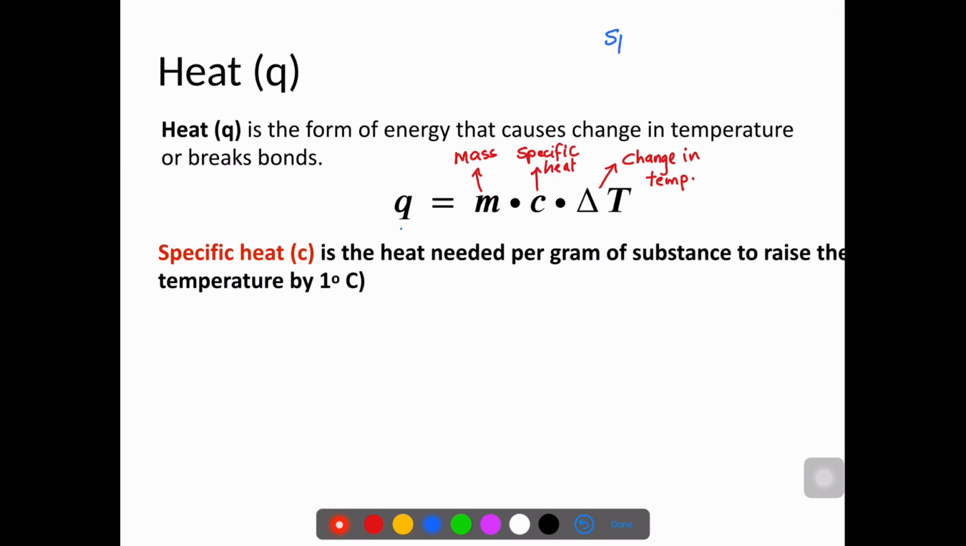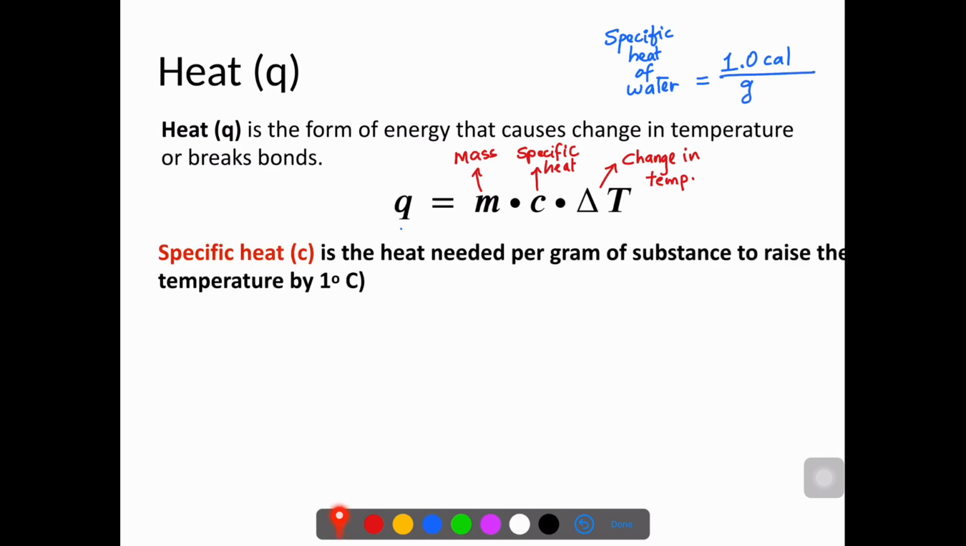So the specific heat of water is a standard number, because every substance has a different specific heat. For water, it is 1 calorie. Think about it. What should be the unit? It's heat per gram. So it's going to be 1 calorie per gram.